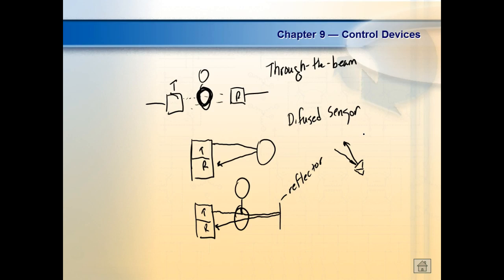So here's the three basic types of light sensors. They're all going to be 3-wire sensors. Why do they need 3 wires?